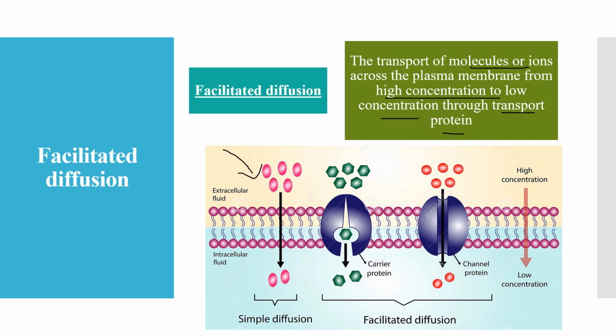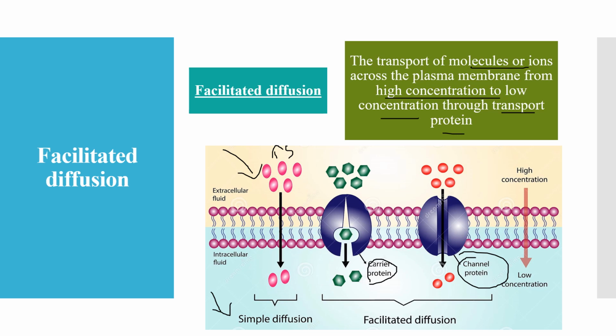This is simple diffusion, and in simple diffusion, a semi-permeable membrane is not essential. There is just the movement of solute particles from an area of high concentration to an area of low concentration. Here the concentration is high and here the concentration is low, so the molecules will move from high concentration to low concentration. Whereas in facilitated diffusion, transport proteins are involved, and the transport proteins are the carrier protein and the channel protein. The carrier protein or channel protein plays a very important role in transporting the substance from outside of the cell to inside of the cell, or from inside to outside.